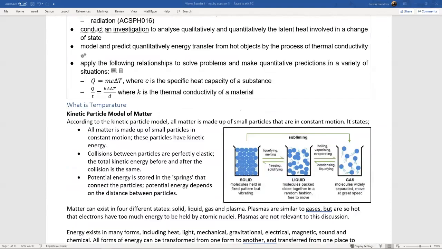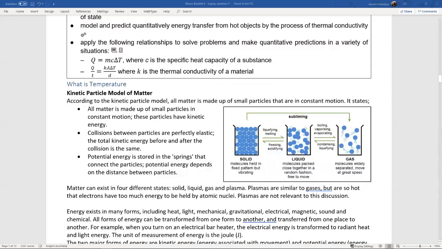It's this idea that we treat all atoms that make up matter as little balls. We call this the kinetic particle model of matter. And what it's saying is that these atoms that we treat as balls, we call them particles. And we treat them as if they hit surfaces and hit each other with perfect elasticity. So it means all energy is conserved.